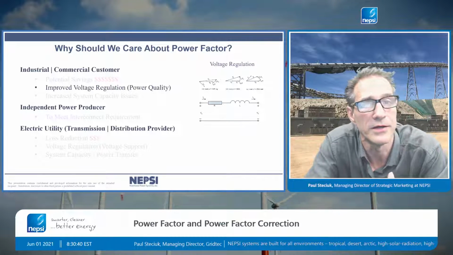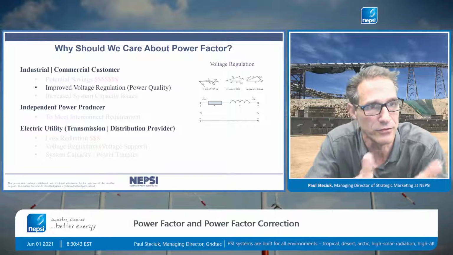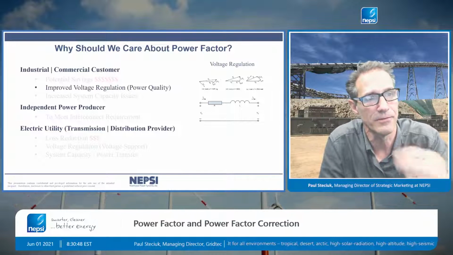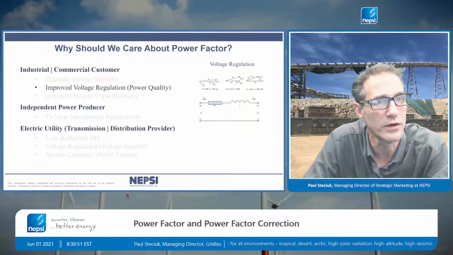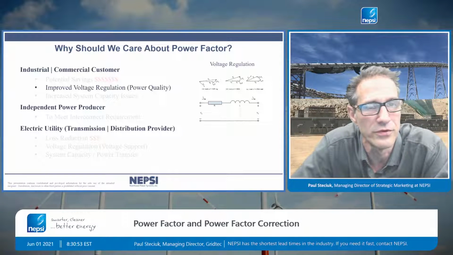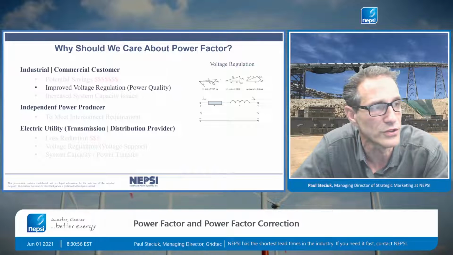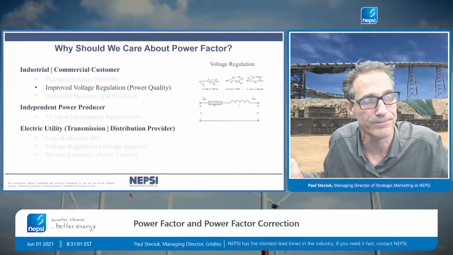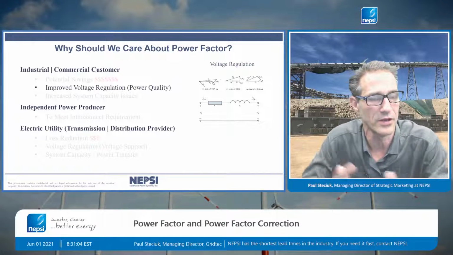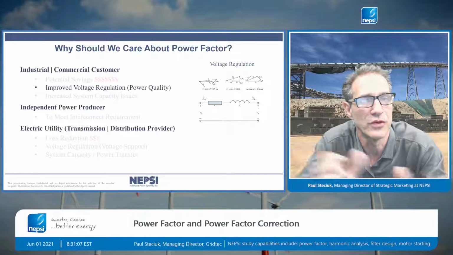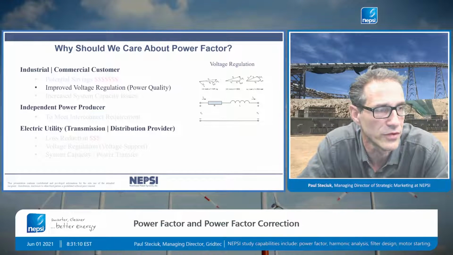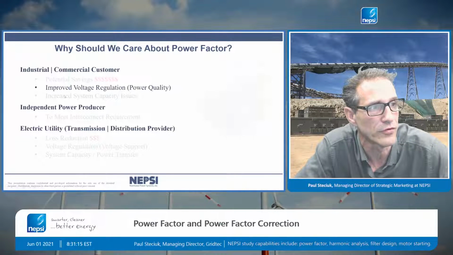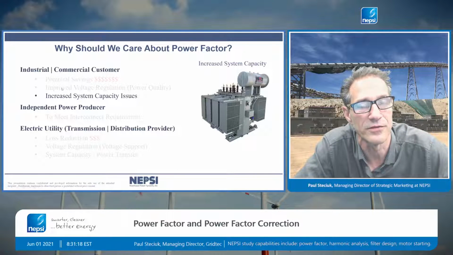So if you can correct the power factor at the load and keep the power factor close to 1 as the load comes up, stepping on capacitors, I will control the reactive power flow through the network and therefore reduce the voltage drop across that transformer. Or if it's a large or long distribution line, I would reduce the voltage drop across that line. So improving voltage regulation is another key reason why you might want to consider improving your power factor. And then finally, system capacity.